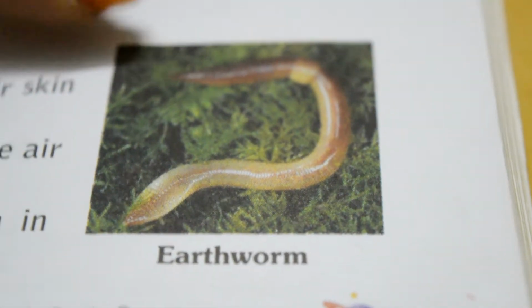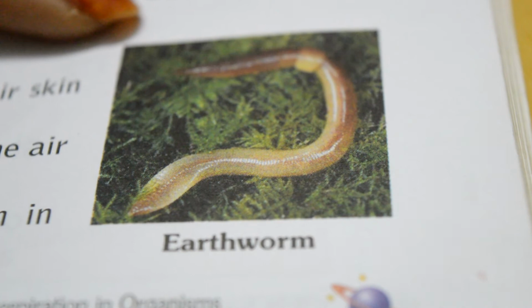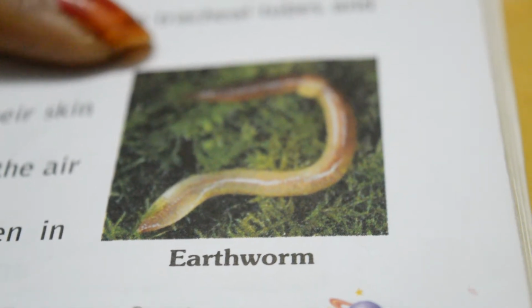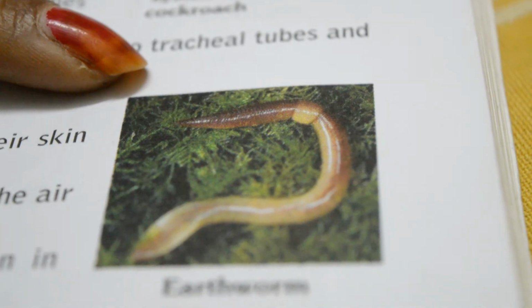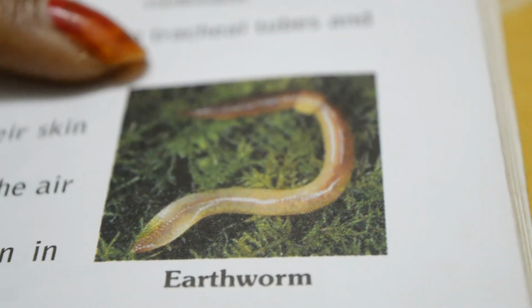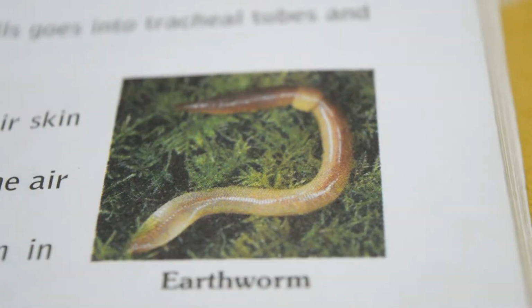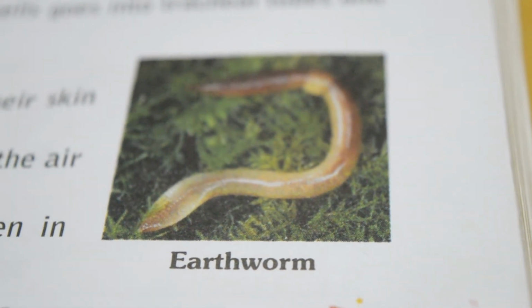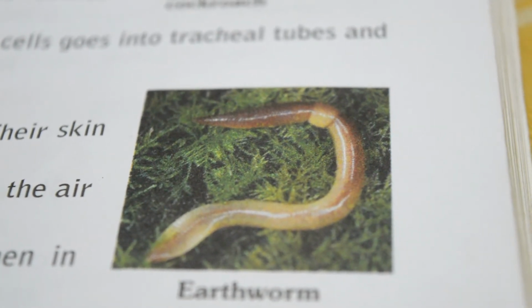Now let us take this organism, the earthworm. As I told, earthworms breathe through their skin. Their skin is supplied with a large number of blood capillaries. They absorb oxygen from the air into their blood through their moist skin. One thing you have to remember is that these organisms can absorb oxygen only through moist skin. That means the skin has to be kept moist. Then only cutaneous respiration is possible.